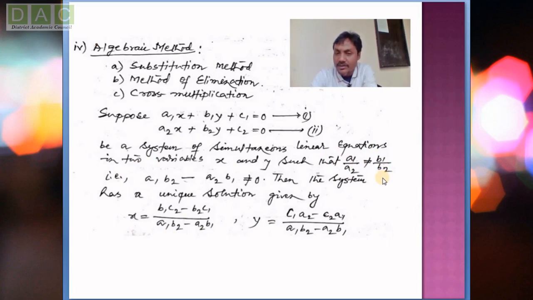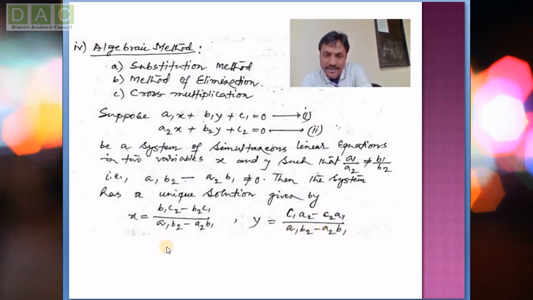In the earlier topic we saw in comparing ratios that when a1 by a2 not equals b1 by b2, the graphical representation of the equations shows they are intersecting. That means the system of linear equations will have only one solution, that is unique. So the values are x equals (b1 c2 minus b2 c1) divided by (a1 b2 minus a2 b1), y equals (c1 a2 minus c2 a1) divided by (a1 b2 minus a2 b1).